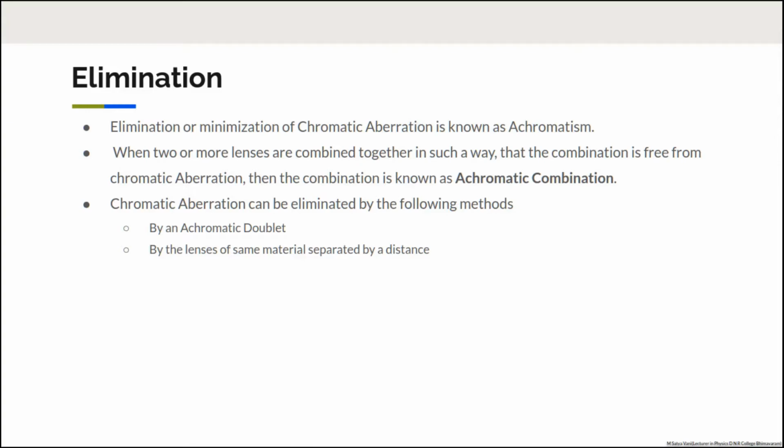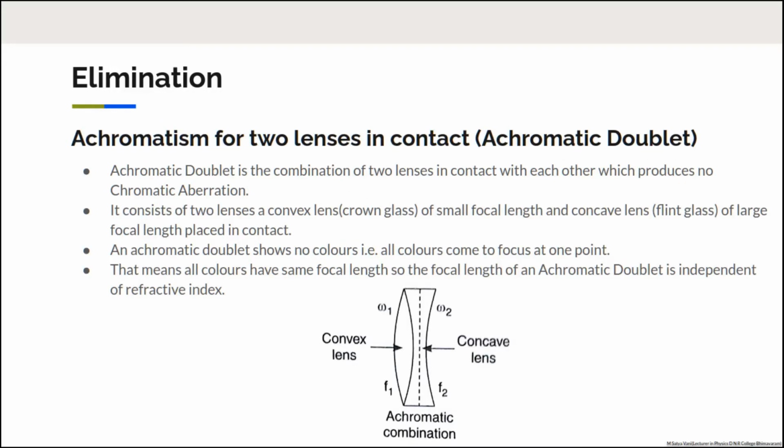For the elimination of chromatic aberration, two or more lenses are used. That is known as achromatic combination. Achromatic combination can be made by using two lenses in contact or separated by some distance. Therefore, chromatic aberration can be eliminated by the following methods. Number 1, by an achromatic doublet. That means in achromatic doublet, the two lenses are placed in contact. The second one is by using lenses of the same material separated by some distance. These are the two methods for the elimination of chromatic aberration.